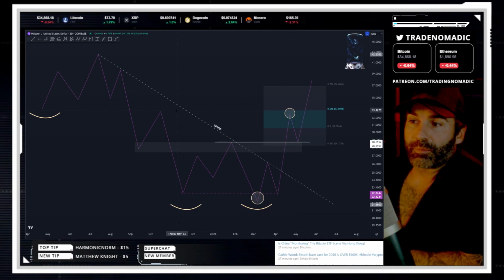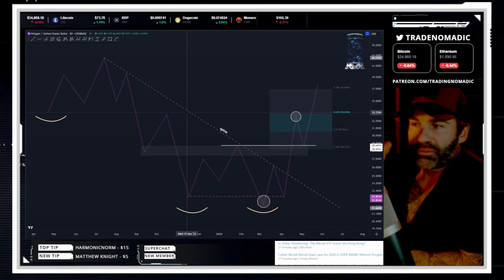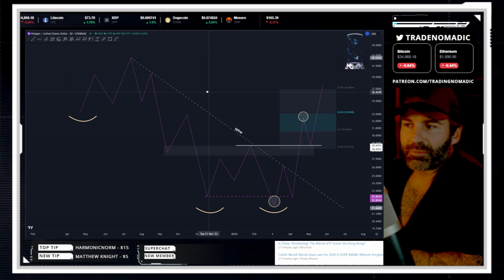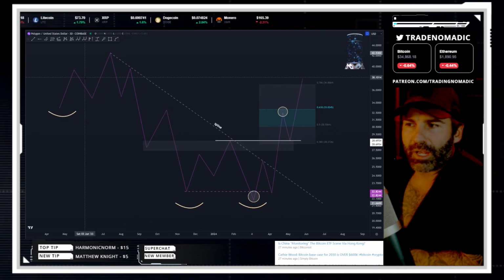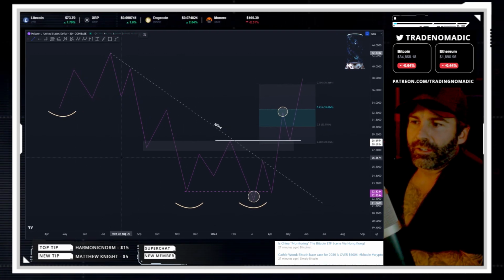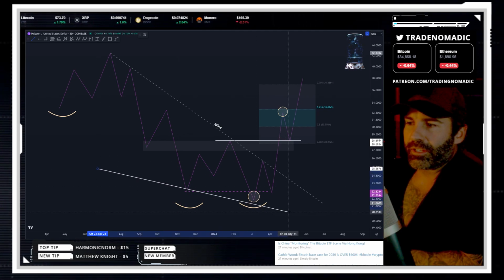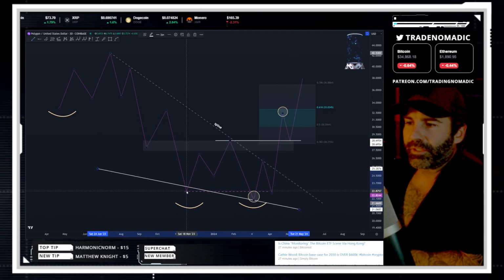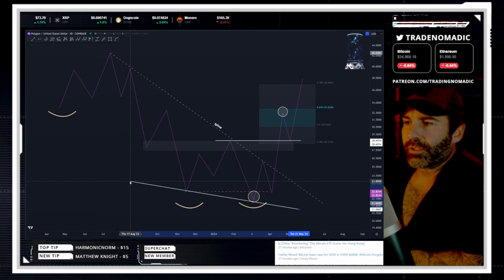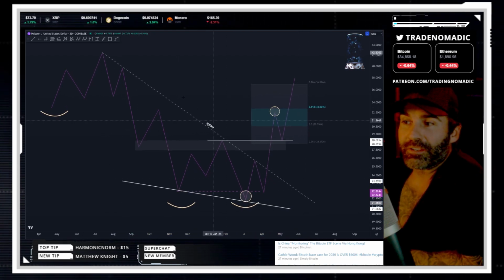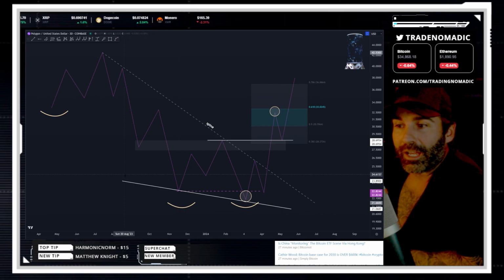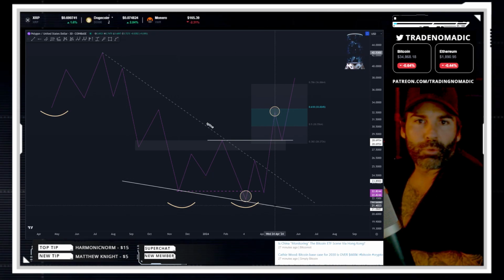Now, this is just something to add on top of the recipe. It has nothing to do with trading the actual dragon, but sometimes what you'll get with these dragons is you'll get something like this too, at the end. So not only is it a dragon, but you've also got a falling wedge.